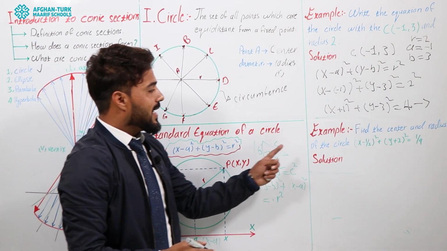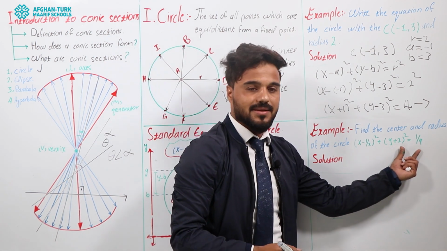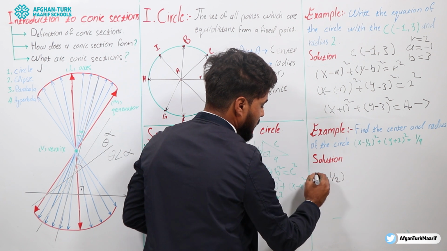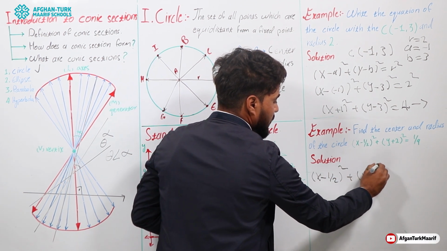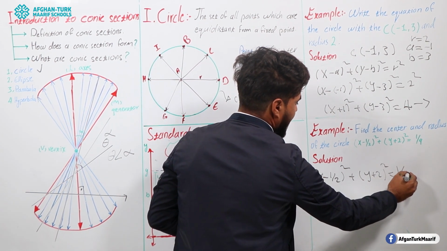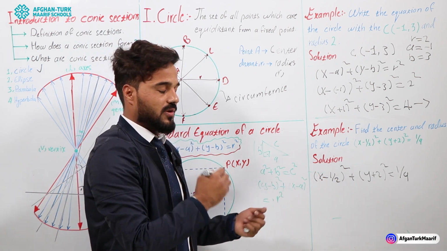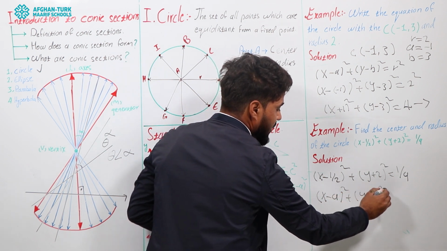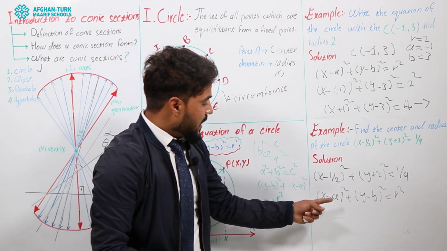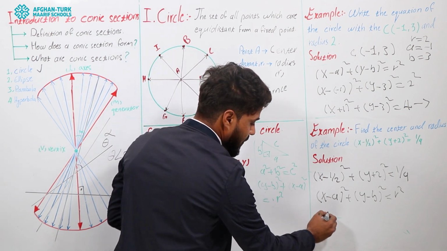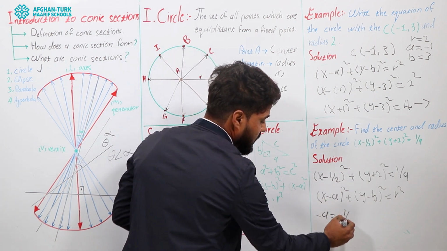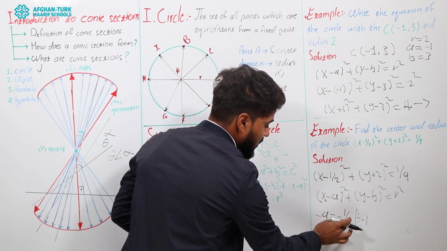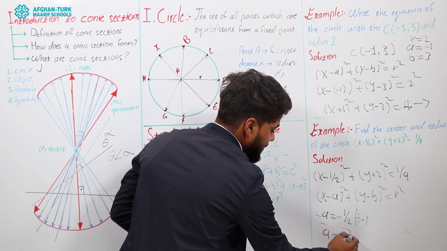Now second example: find the center and the radius of the circle, this. So in here at first I'm going to write this equation in here: (x minus 1 over 2) square plus (y plus 2) square is equal to 1 over 9. Now I am going to compare this equation with our standard equation, which is (x minus a) square plus (y minus b) square is equal to r square. So look at here. In here we have minus a. So minus a is equal to minus 1 over 2. Now I am going to divide both sides by minus 1. So a is equal to minus 1 over 2 divided by minus 1, which is equal to 1 over 2. A is 1 over 2.